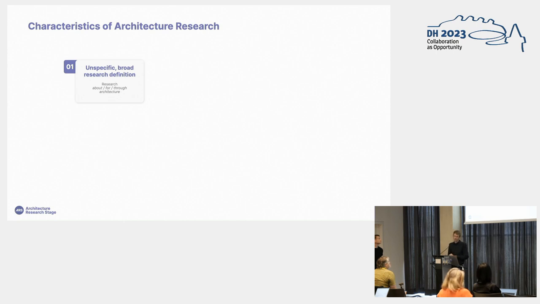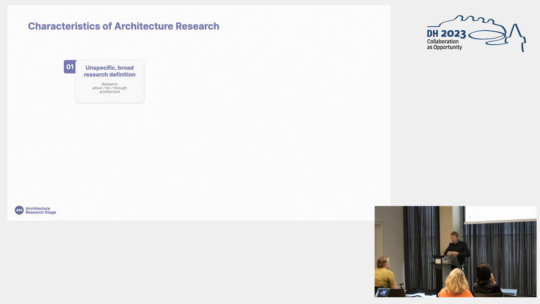Perhaps the most important thing is that in architecture research, we have a very unspecific, broad research definition. You can describe it as research about, for, and through architecture. Research about is the typical humanistic research about architecture as an object. We have research for architecture, that is all natural science like material sciences or engineering sciences giving knowledge to architecture. And of course we have research through architecture, that is the architectural process itself: by designing architecture or urbanistic structures, we are doing research as well.